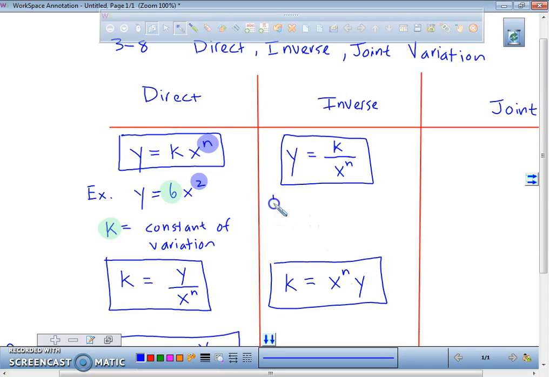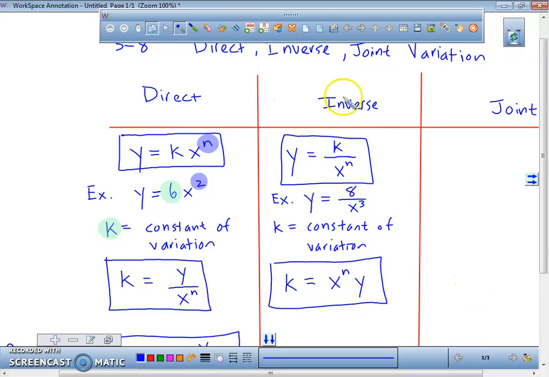So here's an example of what an inverse variation problem would look like. By the way, k is still considered to be your constant of variation in both scenarios. If I said y equals 8 divided by x to the power of 3, this right here would be an example of inverse variation.